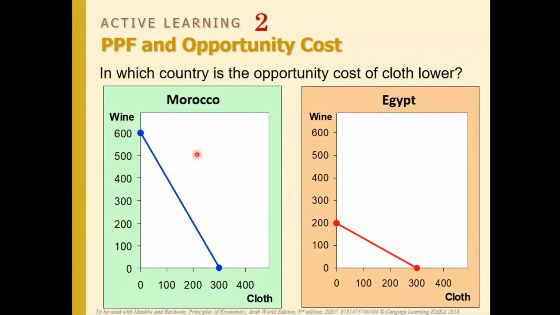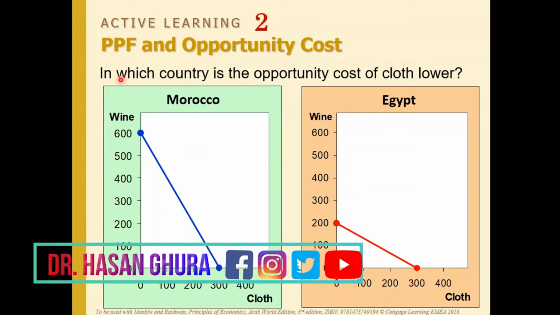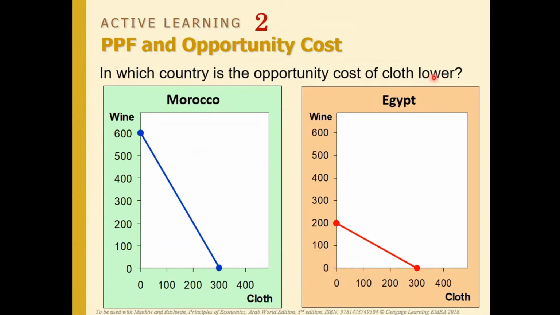Here is a good example. We have Morocco and Egypt, two countries. The question is, in which country is the opportunity cost of clothes lower?